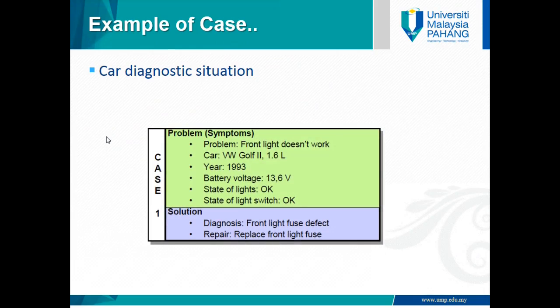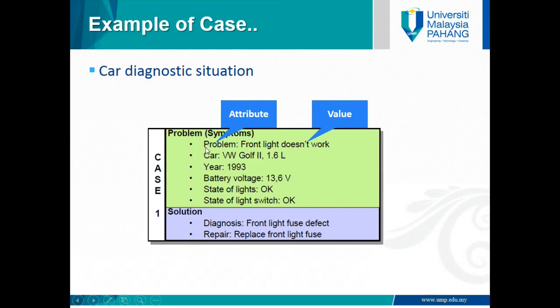So now let us see a real example of how a case looks in CBR. Here is a case representing a car diagnostic situation, in which the case is documented with case number 1 and includes two parts, the specification part that includes the attributes and their values. These are the attributes: the problem, car, year, battery, and so on. And each of these attributes should have a value. And this is the value.